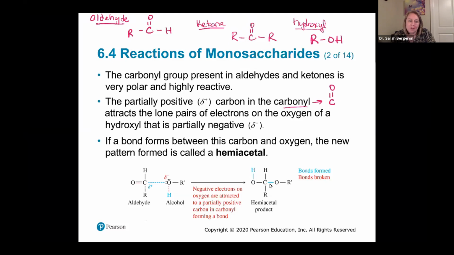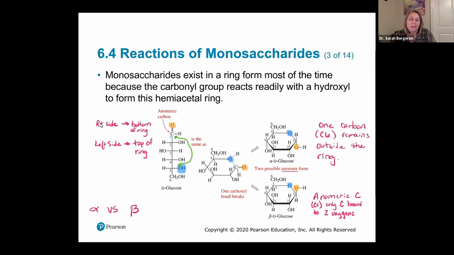And then here's this new bond that we formed between the aldehyde carbon and the oxygen on the alcohol, okay? So here's our bonds formed right here. We have another bond formed right here. And then we broke a bond here, and we broke a bond here, okay? So we're gonna look at how this works. So monosaccharides usually exist in a ring. And it's because of that reaction of the carbonyl group with the hydroxyl.